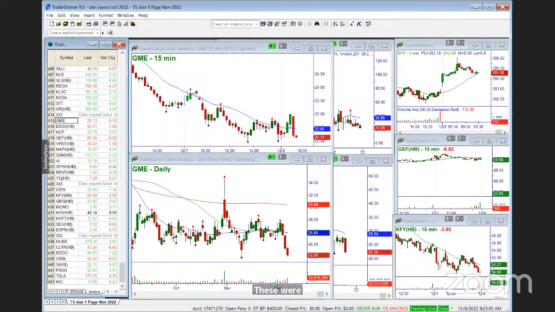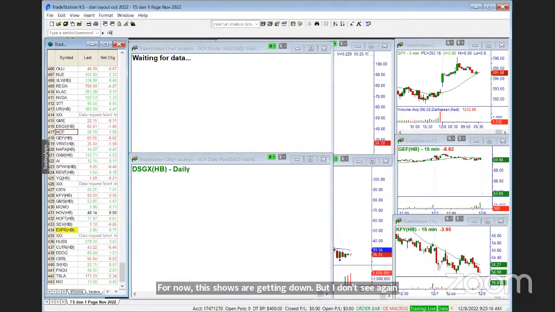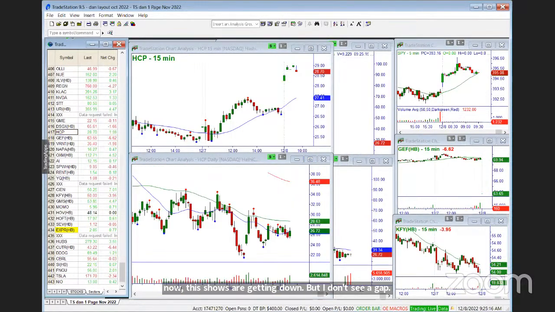GME, whipping around, relatively flat, nothing to do for now. This shows a gapping down, but I don't see a gap. HCP, 2870. So this is a nice gap. I'll put that here.